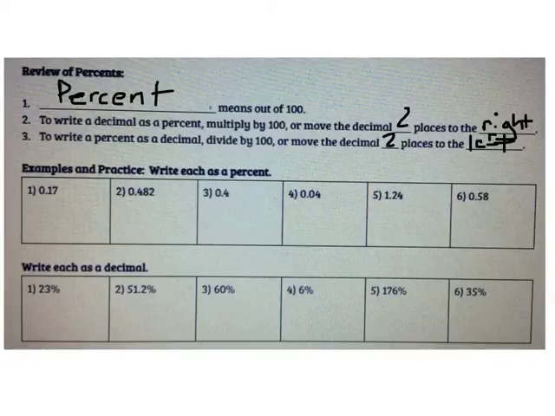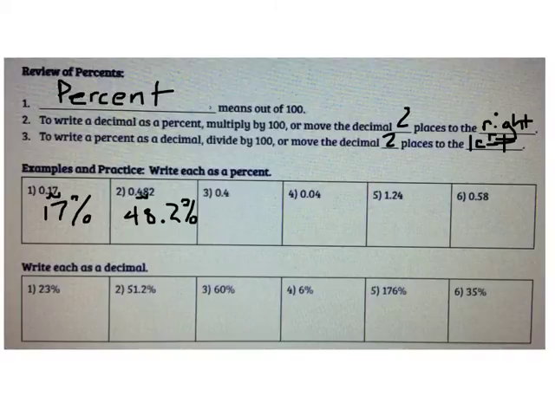Let's write these decimals as percents. 17 hundredths. I need to move the decimal twice to the right to write my percent. 1, 2. 17 hundredths is the same as 17%. 482 thousandths, that's the same as 48 and 2/10%. Now you try one.